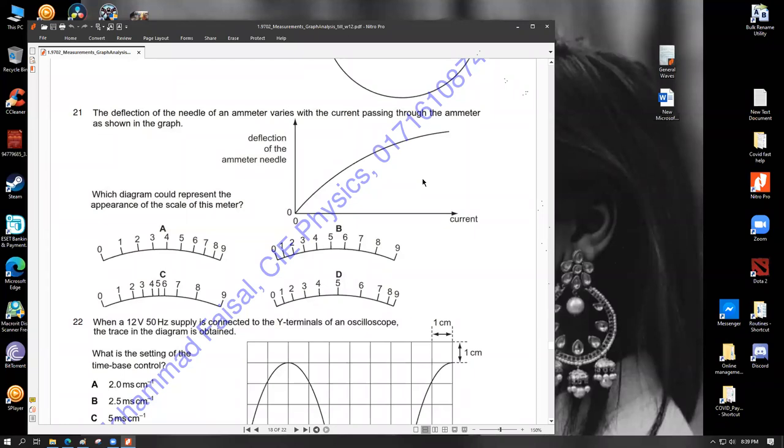So you're going to have a bigger deflection at the initial part, for small current values, and a gradually smaller deflection for larger current values, which means your scale should be wider on the starting end and squashed on the final end. So which of these options represents that trend properly? A. Good. Now you just tell me what should be the graph shape for B? Increasing gradient. What should be the graph shape for C?